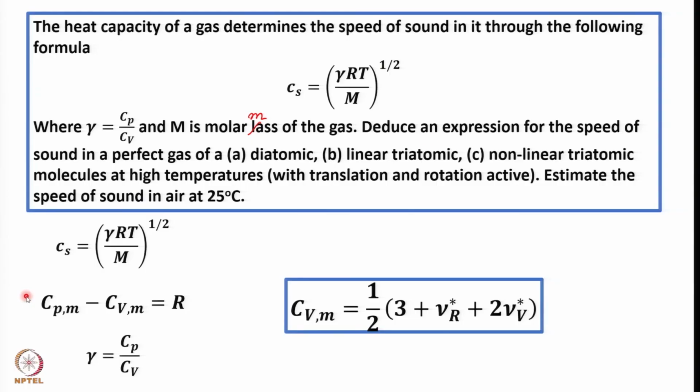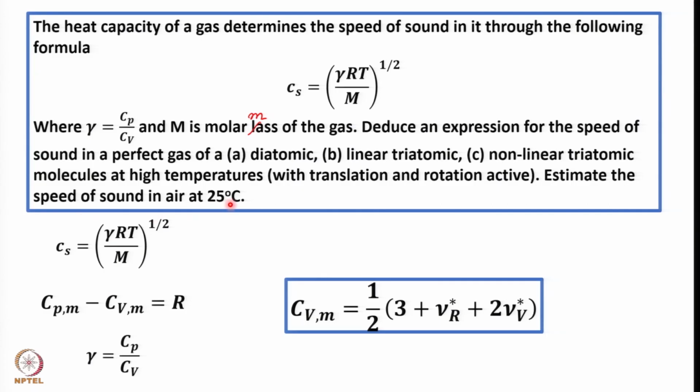Deduce an expression for the speed of sound in a perfect gas of diatomic, linear triatomic and non-linear triatomic molecules at high temperatures. It is also given to us to consider only translation and rotation active. Then, estimate the speed of sound in air at 25 degrees centigrade.